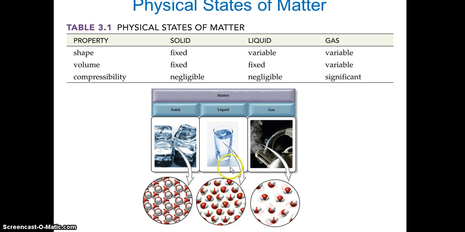In these water molecules, you can see they can slide past each other, but they are not tightly packed, just like a solid. In gaseous state, shape is variable, volume is variable, and you can compress it. You can compress gas. You can see it here, steam. And you can see there are larger gaps between those molecules. That means you can compress it.